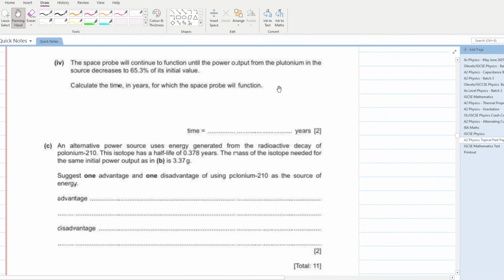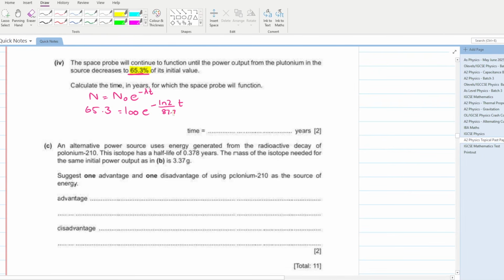The space probe will continue to function until the power output from the plutonium drops to 65.3% of its initial value. Calculate the time in years for which the space probe will function. So that's very easy. We know the decay equation: N is equal to N naught e to the power of minus decay constant into time. For what percentage will this function? 65.3. What is the initial percent? 100%. e to the minus the decay constant. What is the decay constant? ln2 divided by your half-life, that is 87.7, multiplied by t.